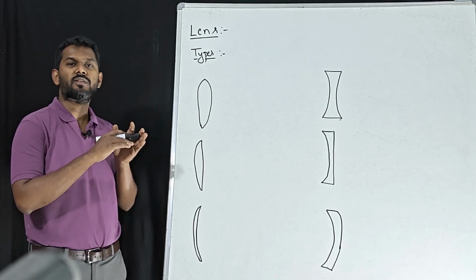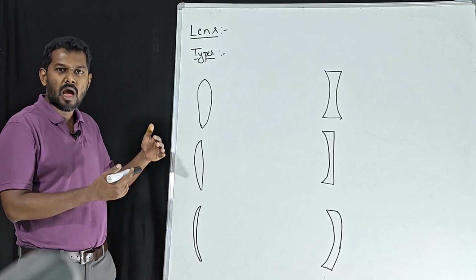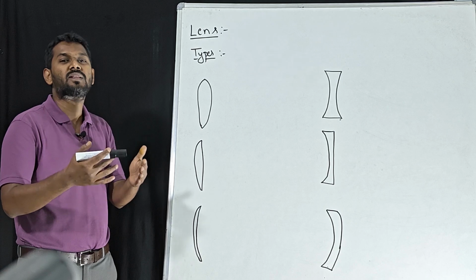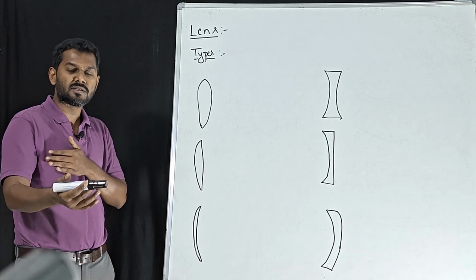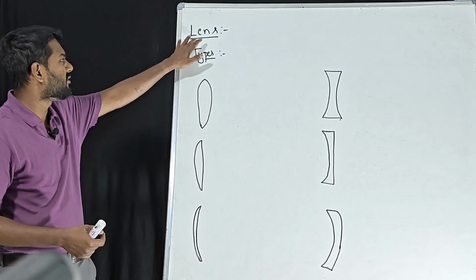Now we will learn everything about lenses. As I told you, this chapter, part A of refraction through a lens, is more than the definitions. It has many things apart from the definitions, so we'll learn one by one. So what is the definition of a lens?